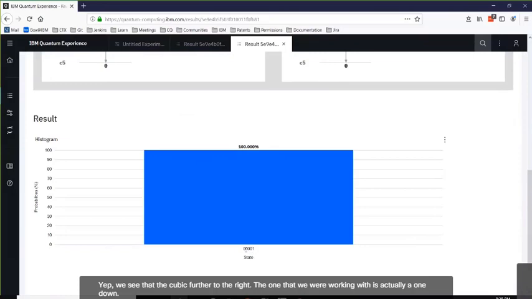Yep, we see that the qubit furthest to the right, the one that we were working with, is actually a 1 value. Okay, good.